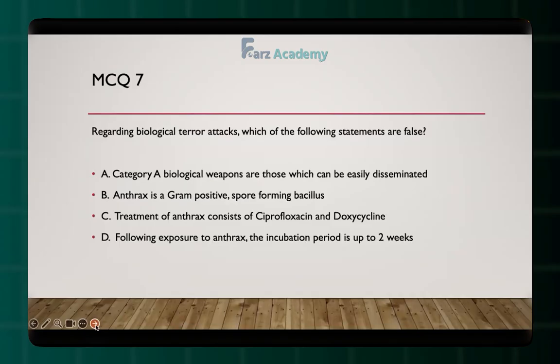Now, moving on to the next one. Regarding biological terror attacks, which of the following statements are false? Category A biological weapons are those which can be easily disseminated. Anthrax is a gram-positive spore-forming bacillus. Treatment of anthrax consists of ciprofloxacin and doxycycline. Following exposure to anthrax, the incubation period is up to 2 weeks. Which of the following are false?